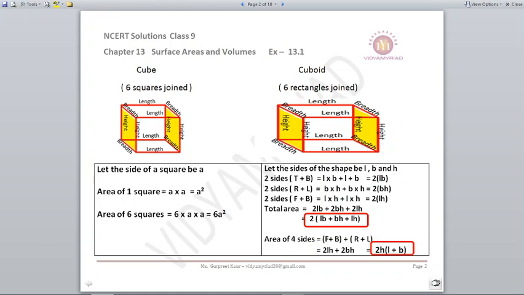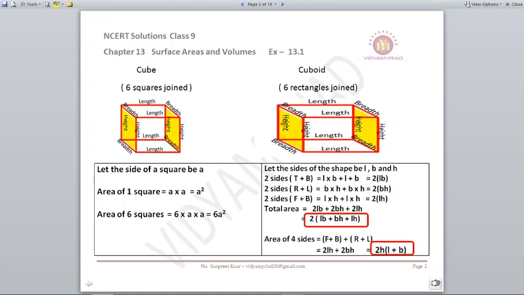Now if I want to calculate the total, all the sides together, how many sides are there? There are 2LB, 2BH, 2HL, and 2 is common, so I can write 2 common outside, and inside the bracket LB plus BH plus LH. This is when we are talking about the total area. Total area means all the 6 sides together.